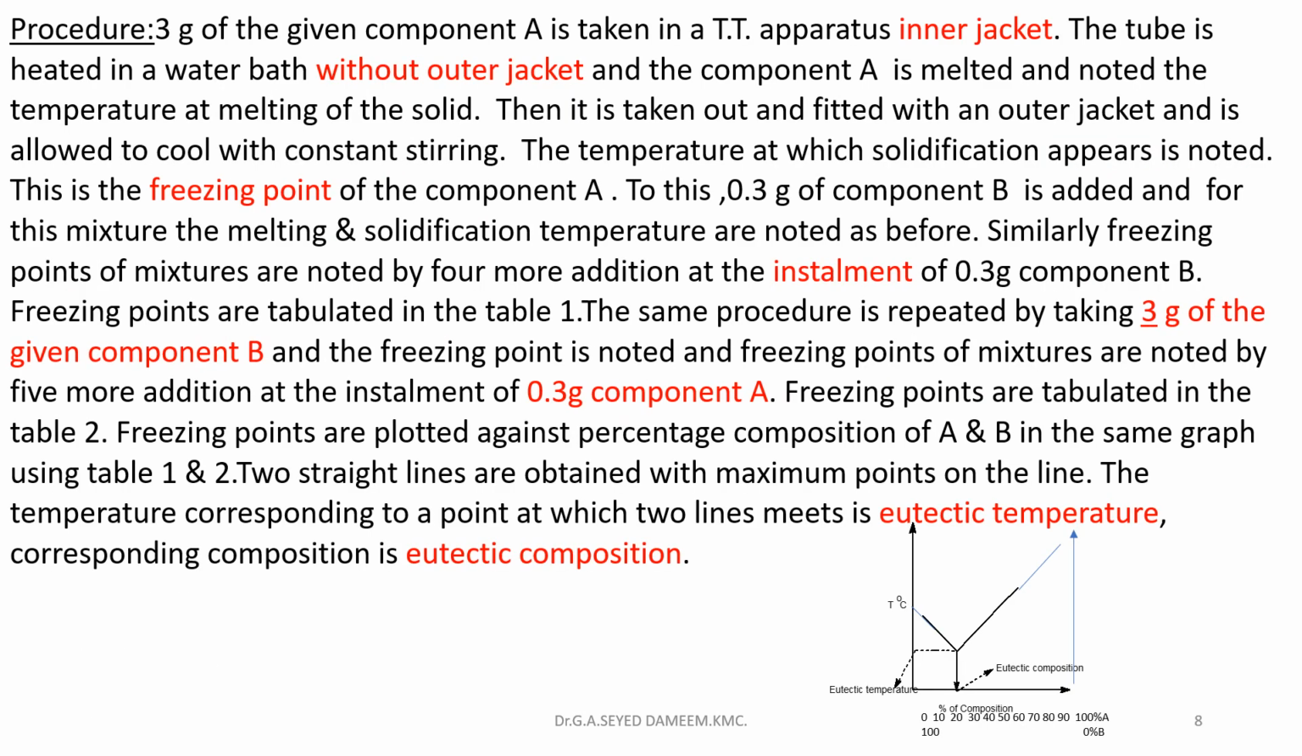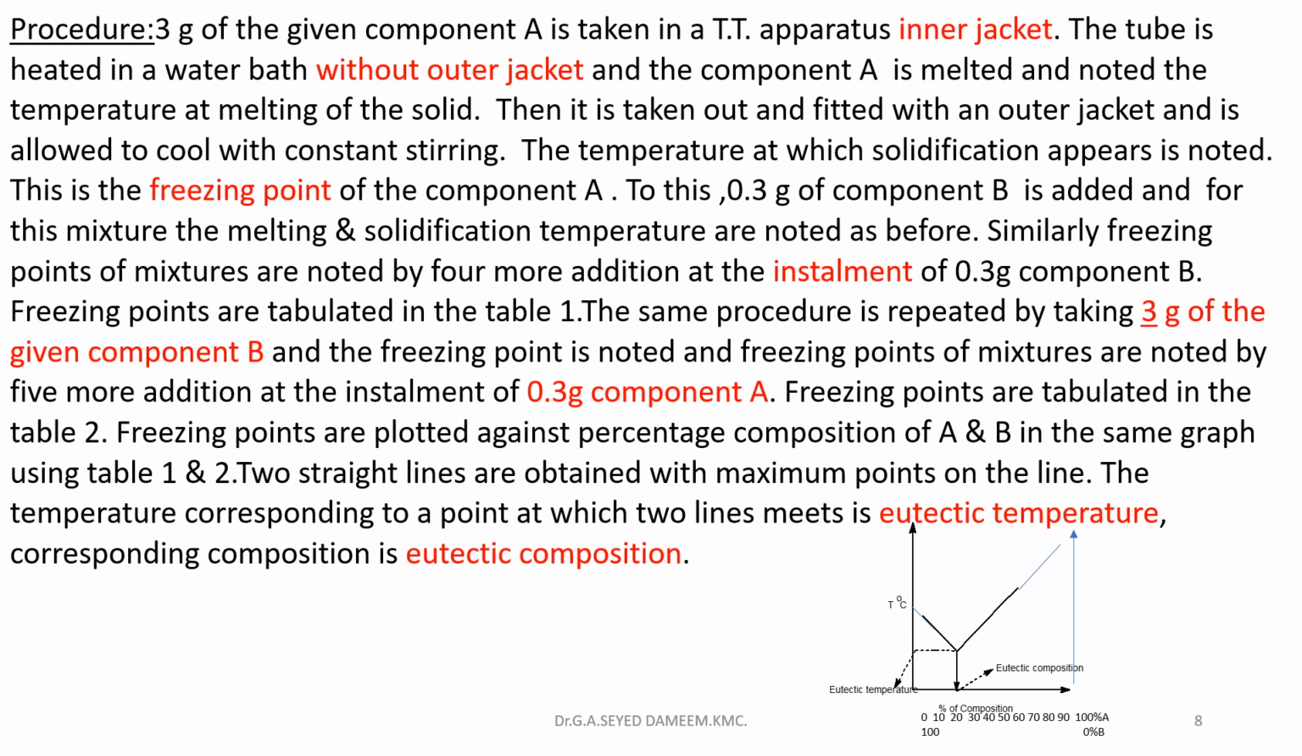Now the procedure of the experiment. Here the substances A and B are given, two substances. From substance A, 3 gram, 1 packet, and 0.3 gram, 5 packets, are weighed. Similarly substance B is also weighed in this way, 3 gram and 0.3 gram in 5 packets. Now first 3 gram of the given component A is taken in the TT apparatus inner jacket, and the tube is heated in a water bath without water jacket, and the component A is melted and the temperature at melting of the solid is noted exactly.